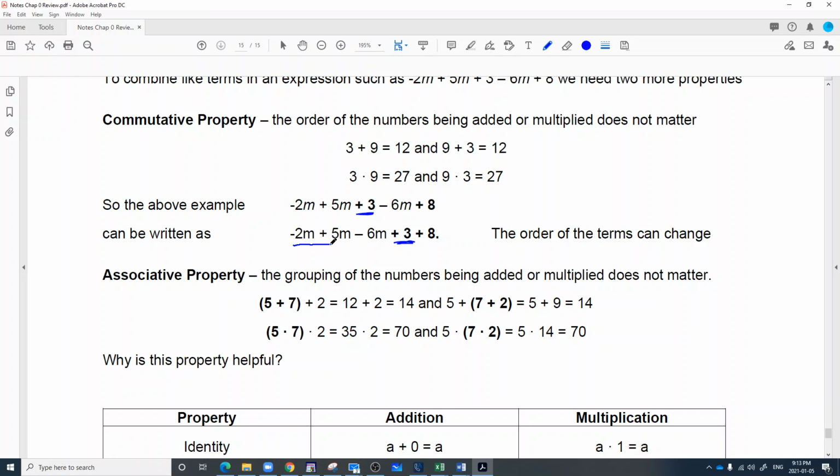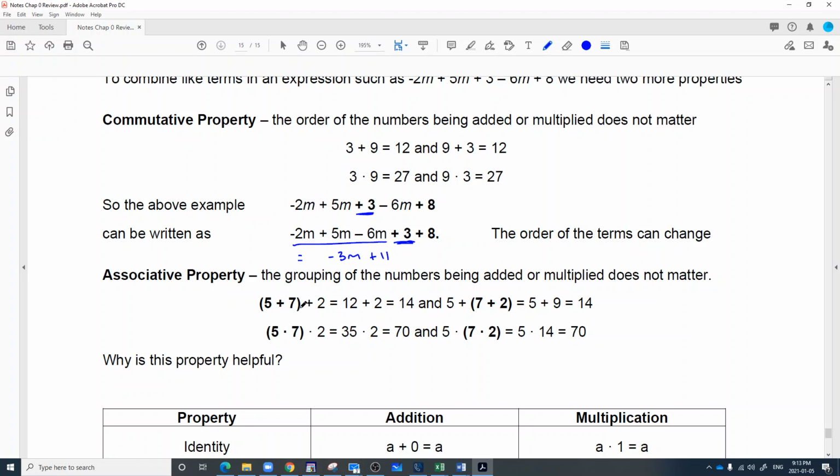Now I have negative 2m's plus 5m's, take away 6m's, which would leave me with negative, and here I'm commuting again, negative 2m minus 6m is negative 8m, plus 5 would give me negative 3m, and then 3 plus 8 is 11. Okay, and then the same goes for multiplication, right? You're allowed to just move them around.